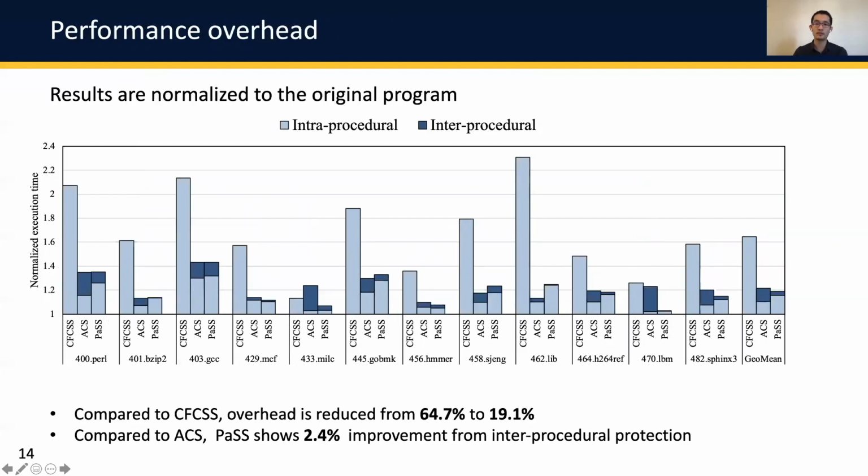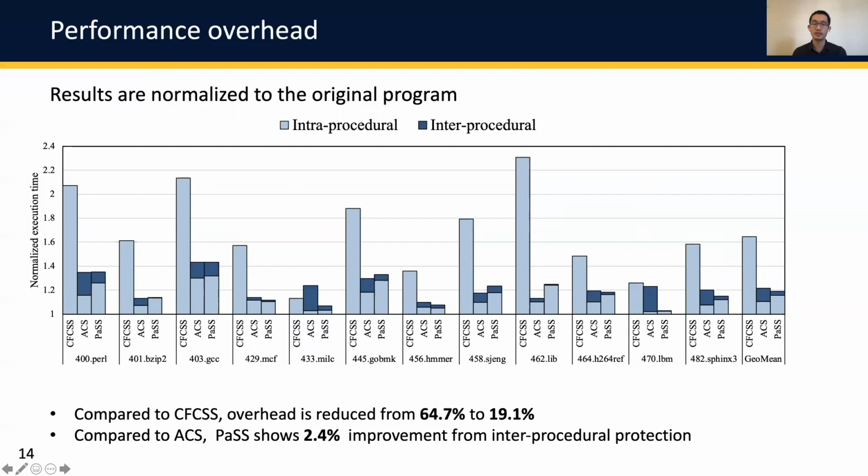Next, we will show the performance overhead of each technique. All results are normalized to the original unmodified program. The light blue color indicates the overhead for intra-procedural protection, and the dark blue color means the overhead for the inter-procedural protection. Note that the CFCSS technique by design cannot cover inter-procedural transfers, so all of its overhead comes from the intra-procedural protection. As we can see, the geomean performance overhead for CFCSS and PASS is 64.7% and 19.1%.